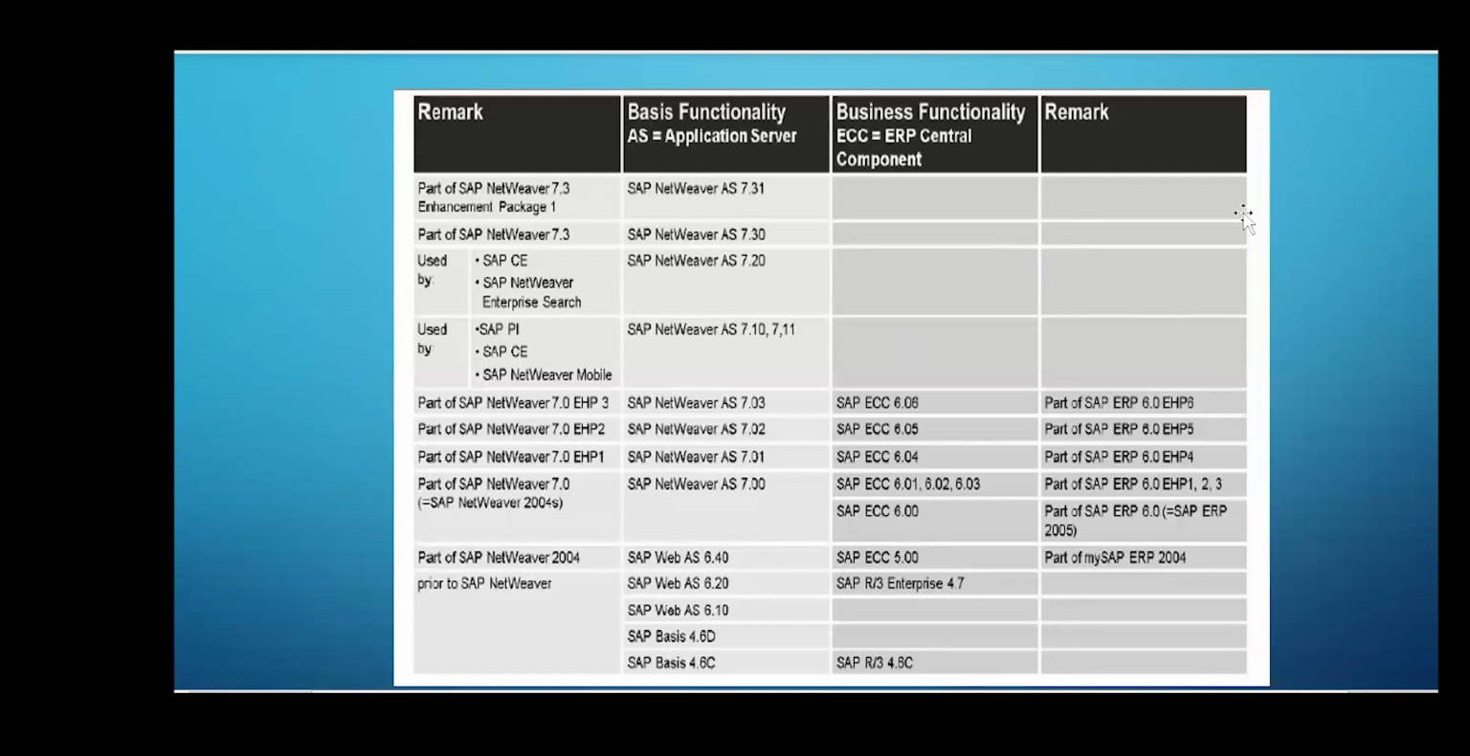Point to be noted for you is before NetWeaver, you had WebAS. Before ECC, you had R3. So these are the two important pieces of information that you want to remember, maybe for your certification also.